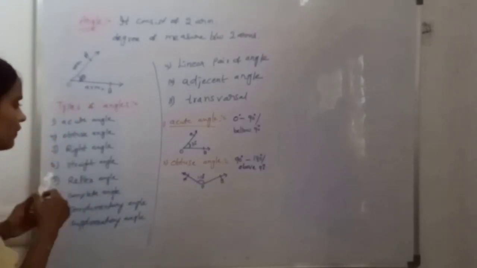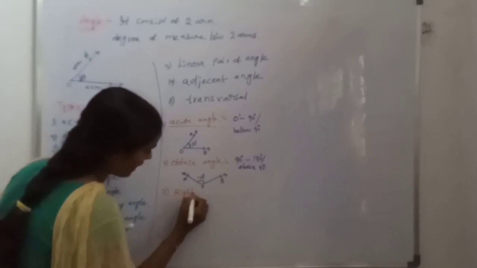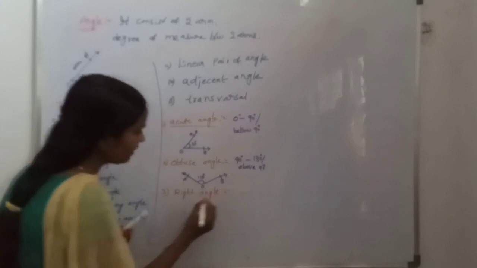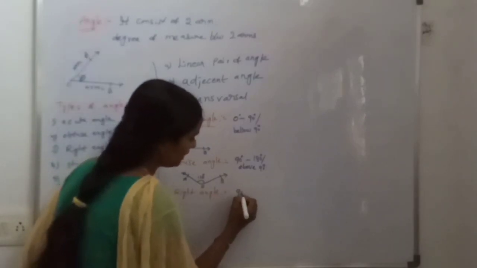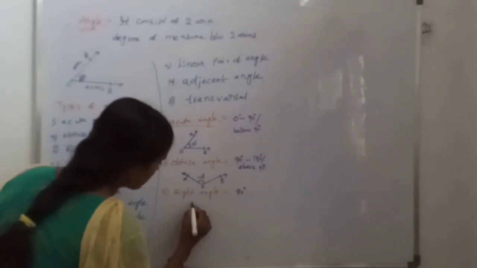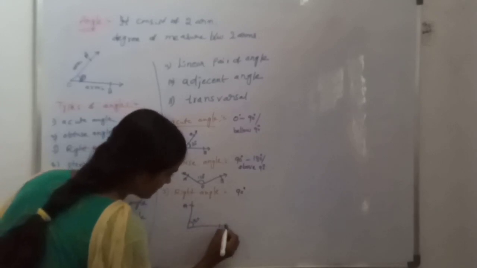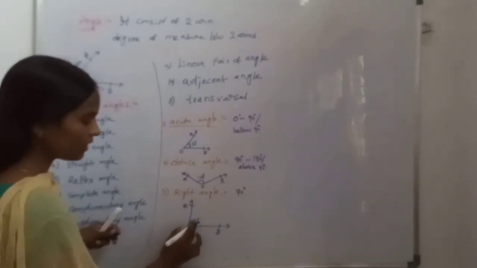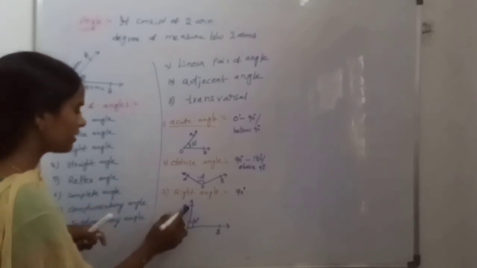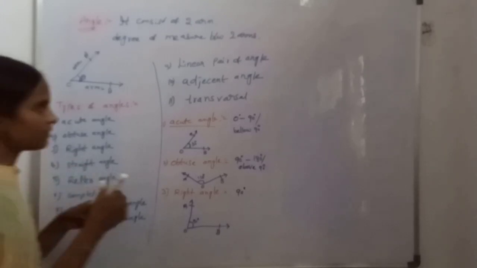Now the third one. Right angle. Right angle means only 90 degrees. Here having 90 degrees, point A, point B. It has 2 arms, and O is the common vertex. Here having 90 degrees, that is called a right angle. So, right angle.